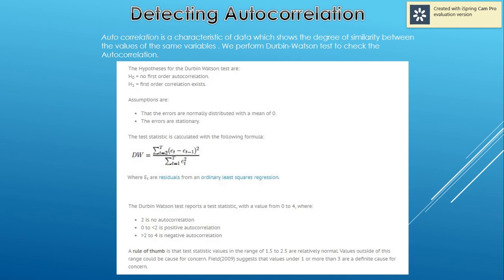The Durbin-Watson test reports a statistic with a value from 0 to 4, where 2 represents no autocorrelation, 0 to less than 2 is positive autocorrelation, and greater than 2 to 4 is negative autocorrelation. A rule of thumb is that test statistic values in the range of 1.5 to 2.5 are relatively normal. Values outside this range could be a cause for concern.